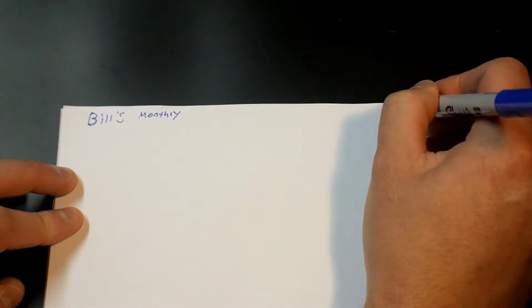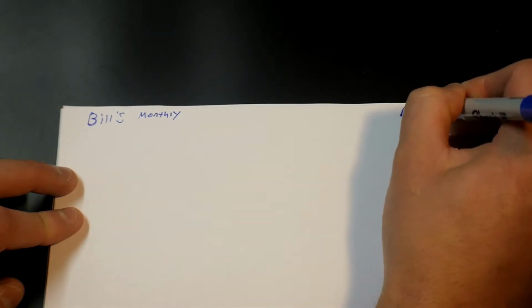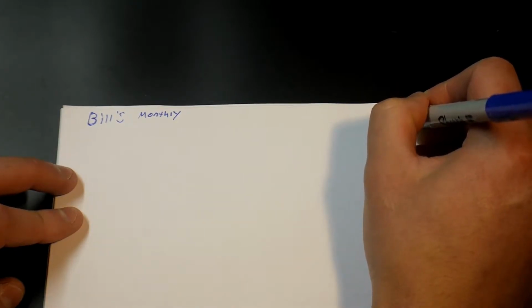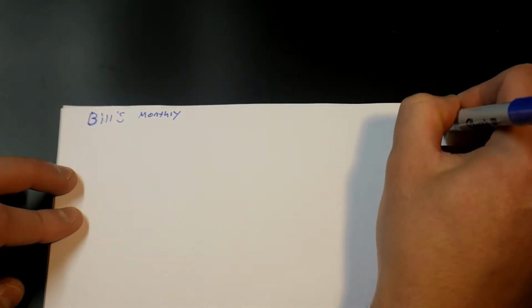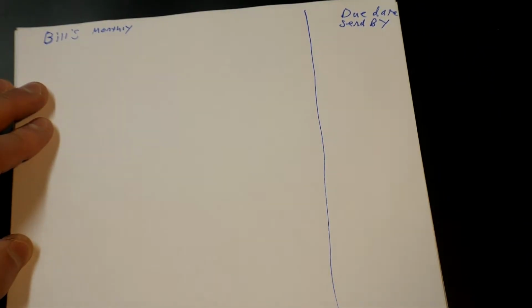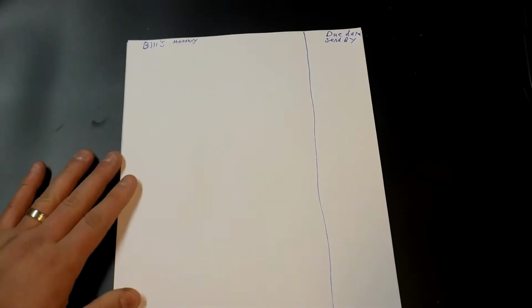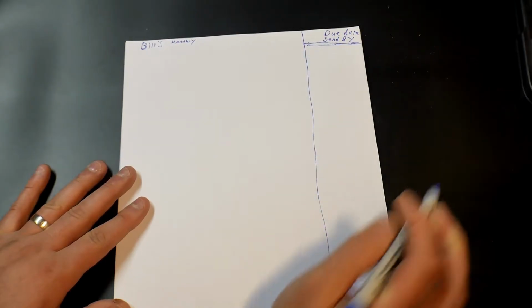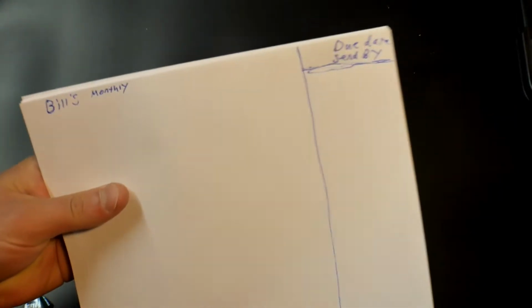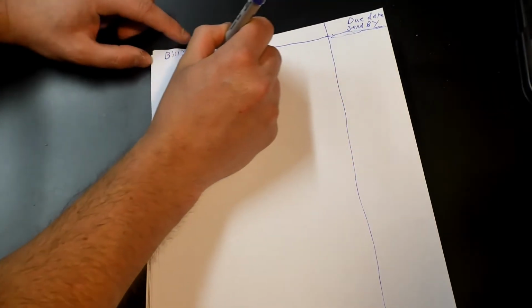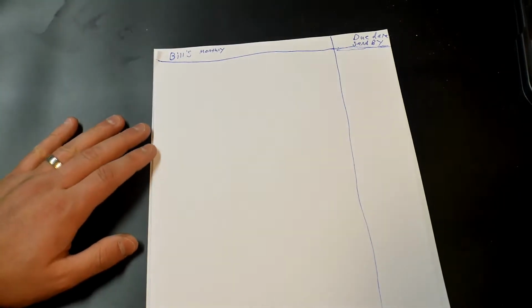What we're going to put over here is the due date, and we're going to write send by. So due date and send by. And now I'm going to make a line going straight down to the bottom. So we're going to put a line over here, and it's going to look just like that. We're now going to put a line, take it straight across, just like that.